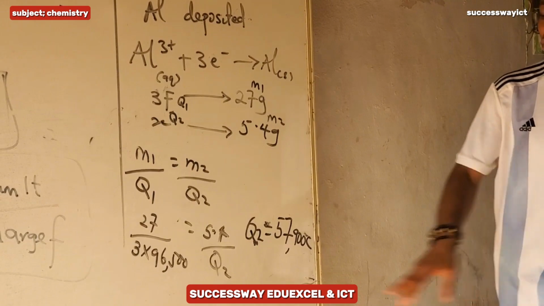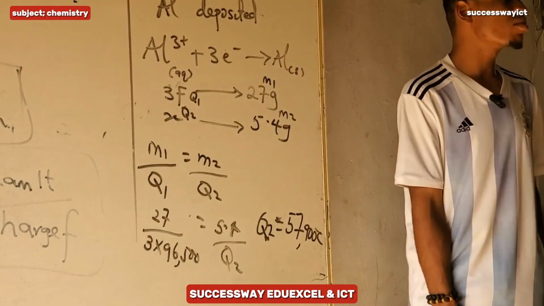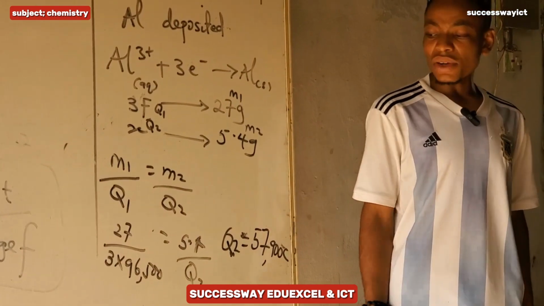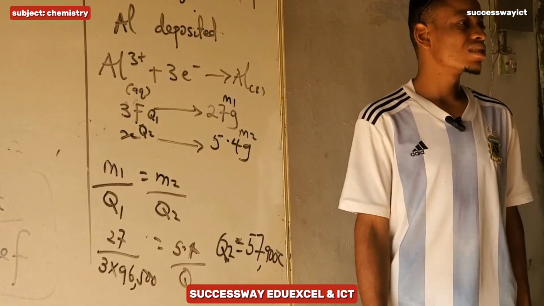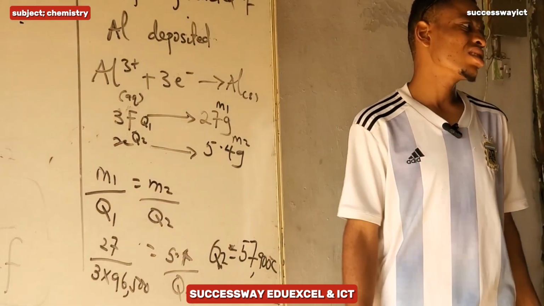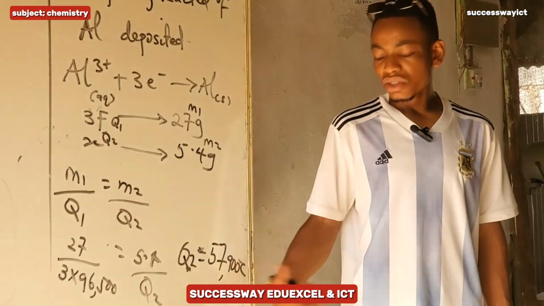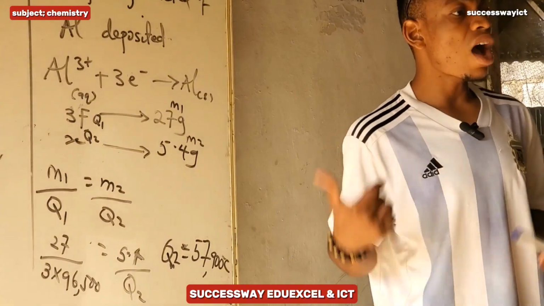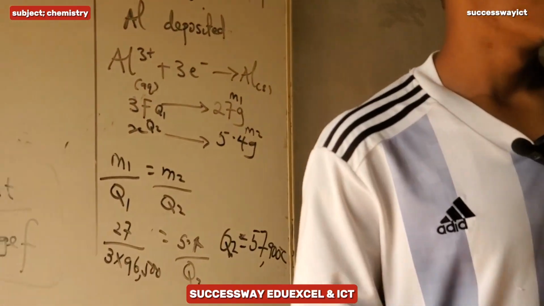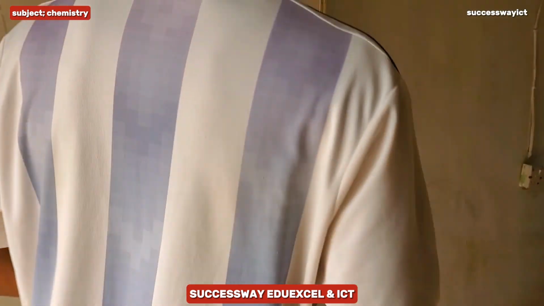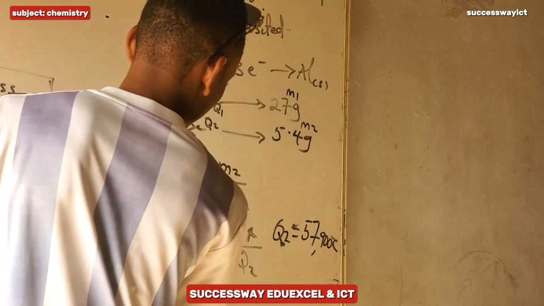You are making Q2 the subject of the formula. And what is Q2? What is it subject to? 27. So what are you doing? You are multiplying this by this, then divided by what? You should know this by this stage. So why are you giving me the wrong answer? So that's the value of Q2. Has everybody gotten that? Now, the question says we should look for the what? Time, right?